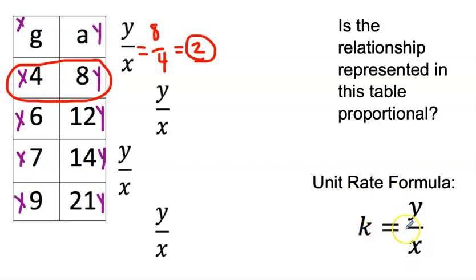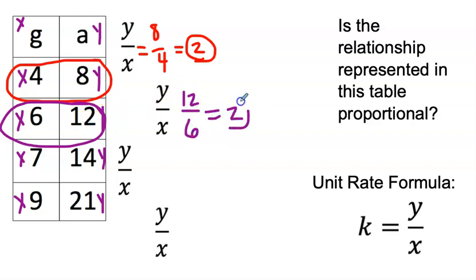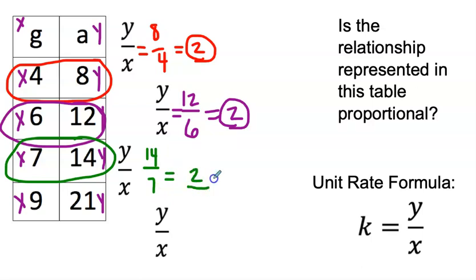Remember, y over x, that's the unit rate formula, so all of these are unit rates that we're finding. I'll pick a new color. The y is 12, and the x is 6, and we get, again, a unit rate of 2. All right, 7, 14, the y is 14, and the 7 is the x, and that gives me a unit rate of 2.